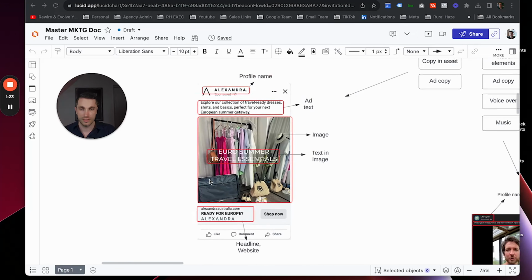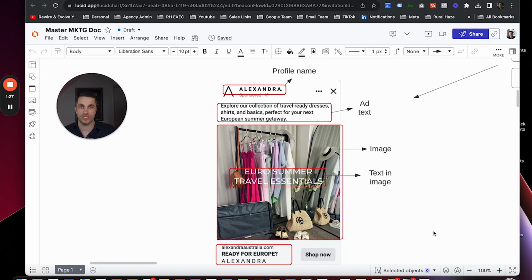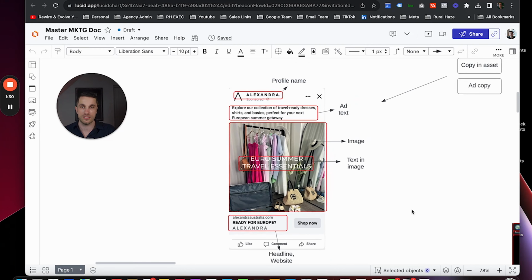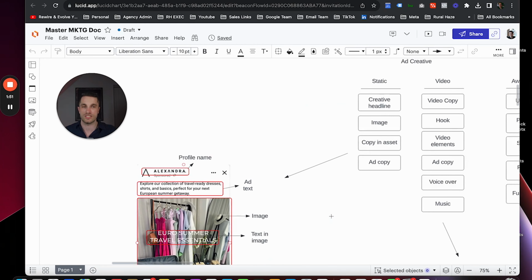So for example, just inside of a static image, you have these different variables you can actually test. You can be testing the profile name. You can test the ad text, the image, the text in the actual image, and there can be a lot of different text. It can be a headline with sub-headlines, or you can be testing the headline on a website, which honestly I would say is not really one you should be testing. We've done a lot of those, and it doesn't make much of an impact. But those are the different variables you have to work with when you're just testing a static, for example.